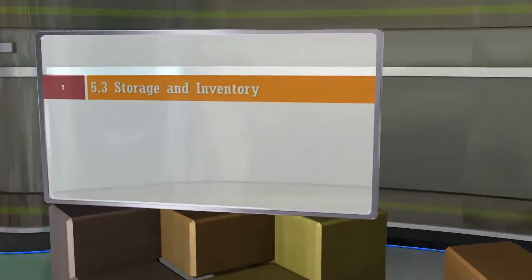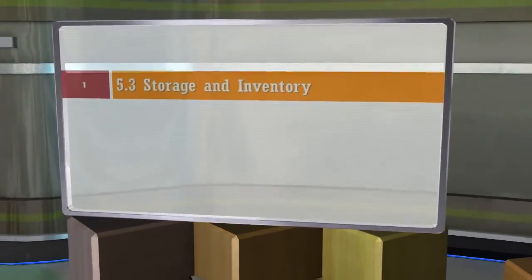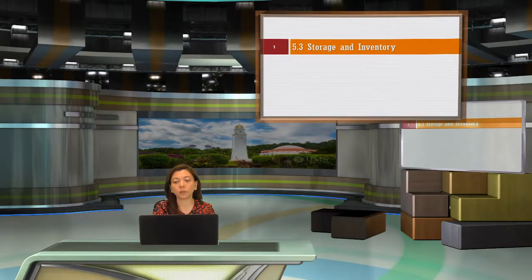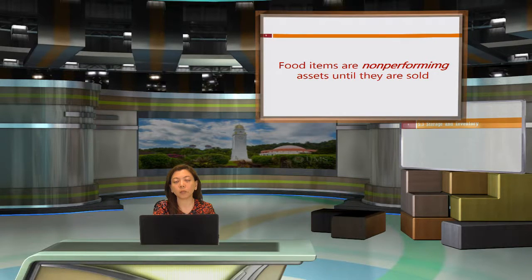This is the last part for this topic. It's on storage and inventory. So we have gone through purchasing, we have gone to receiving. Now is the part where you store your food product. So why is storage and inventory important? It's because food items are non-performing assets until they are sold.